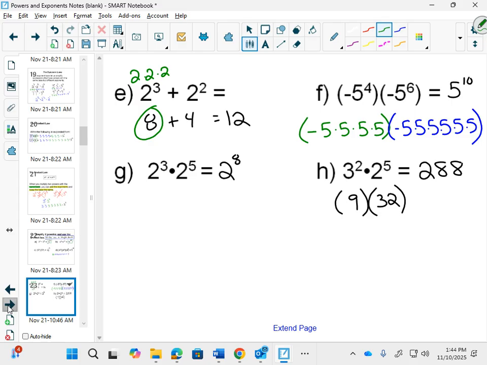Wait, so, I don't know. Okay, look at it again. 2 times 2, 4, times 2 again, 4 times 2, 8. Because you're multiplying all the way through.